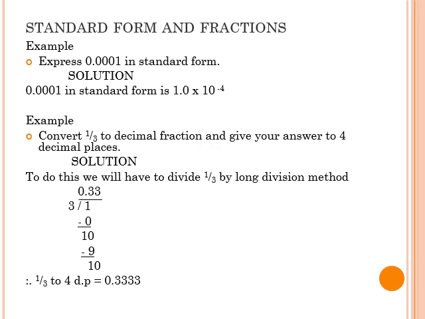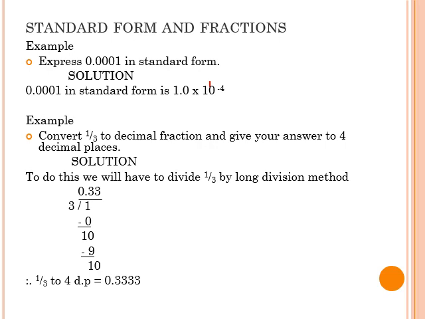It's on standard form and fractions. Now, the example here says: Express 0.0001 in standard form. So we have to move the decimal point to behind 1. How are we going to do this? We are going to write it as 1.0 times 10 raised to the power minus 4.